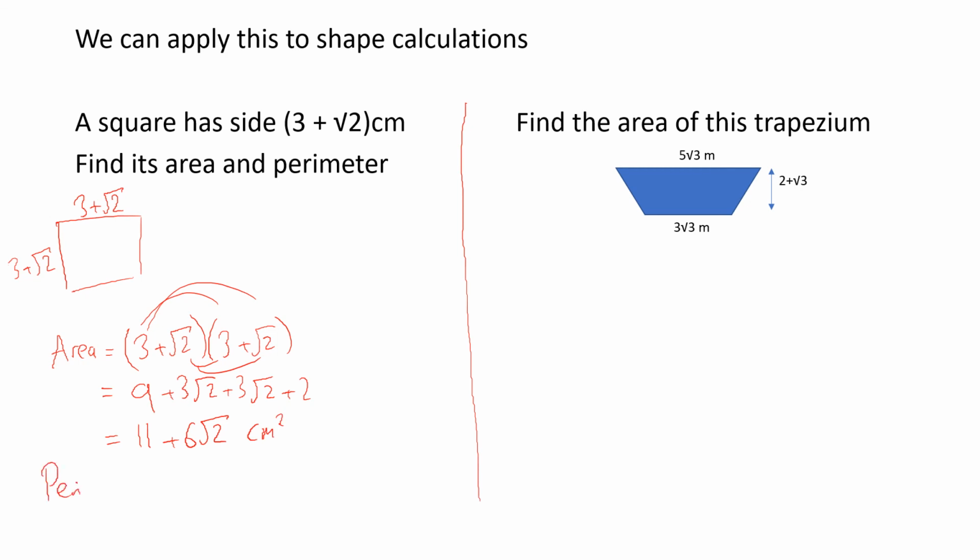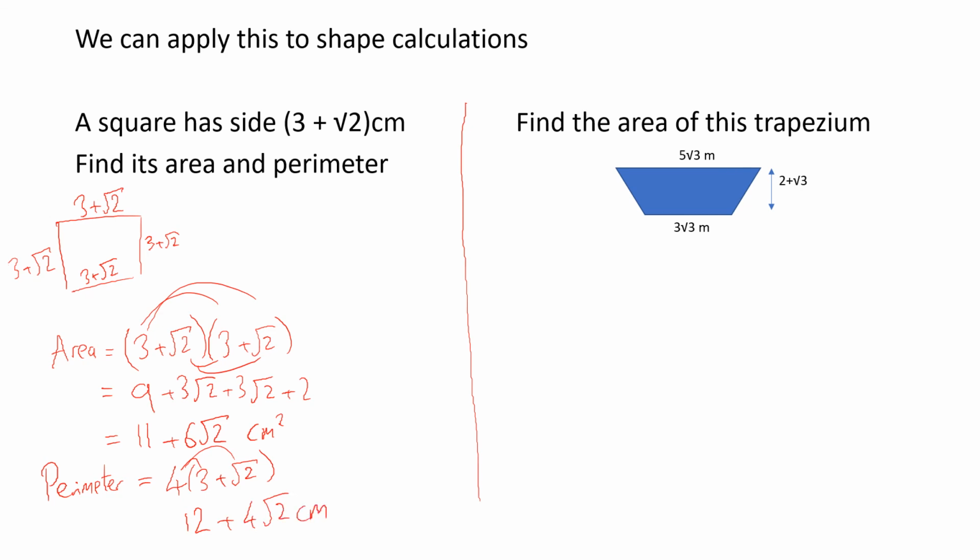For the perimeter, that means adding up all of the sides of the shape. Now, all of the sides are going to be the same. They're all going to be 3 plus root 2. So we could do 3 plus root 2 plus 3 plus root 2, etc., etc. However, it might be more sensible to just times it by 4, because we know they're all the same. 4 times 3 is 12. 4 times root 2 is 4 root 2.